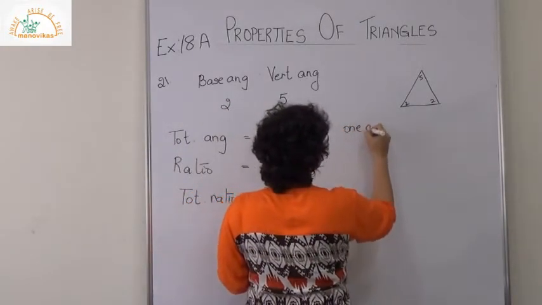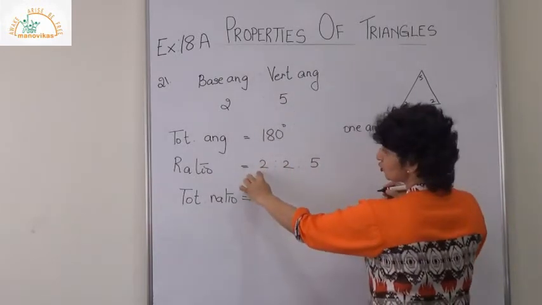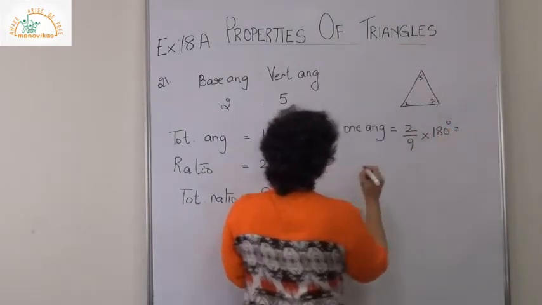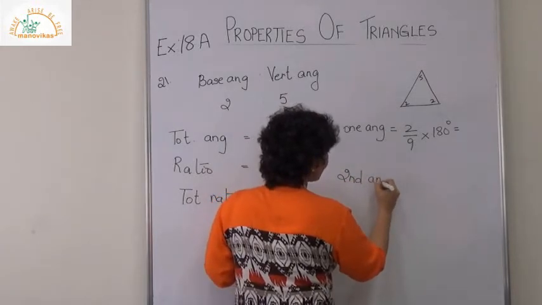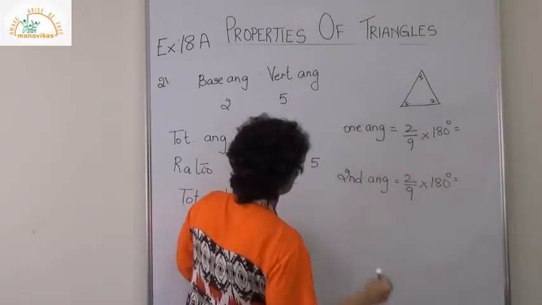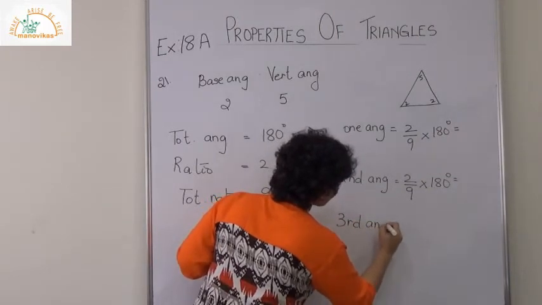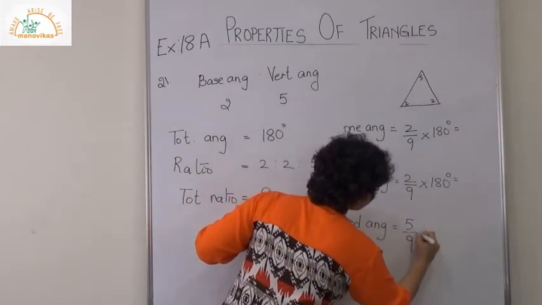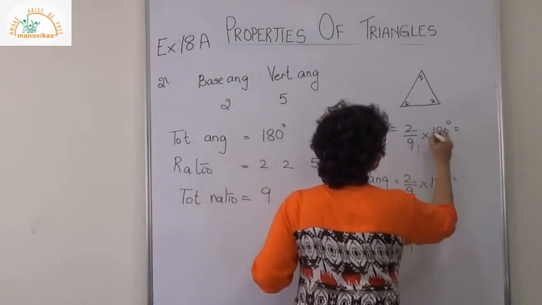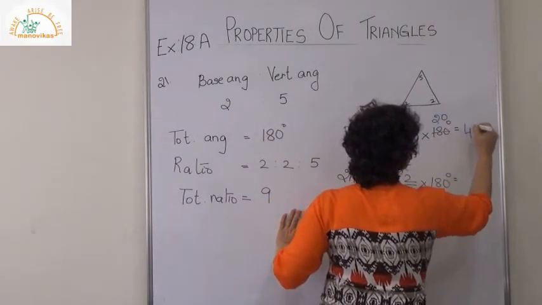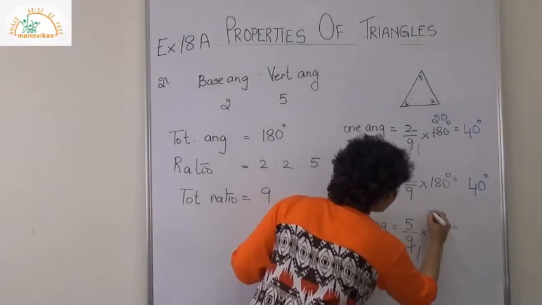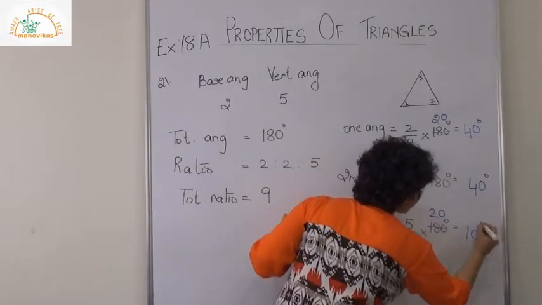So your one angle will be, what is it children? You remember 2 upon 9 into 180 degrees. Then the second angle will be again 2 upon 9 into 180 degrees. And your third angle will be 5 upon 9 into 180 degrees. So when I reduce, children, 9 2s are 18, 0. So I get this as 40 degrees. This also will give me 40. 9 1s are 9, 2s are 18, 0. So this will give me 100 degrees.